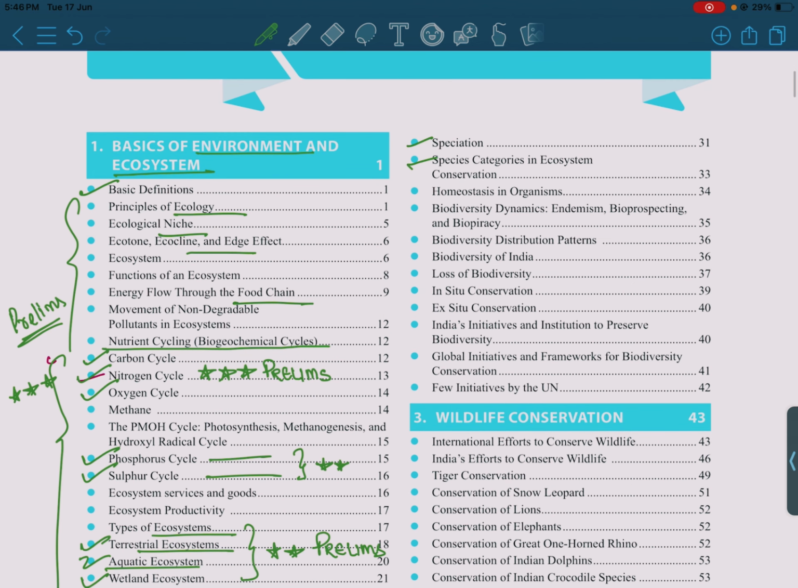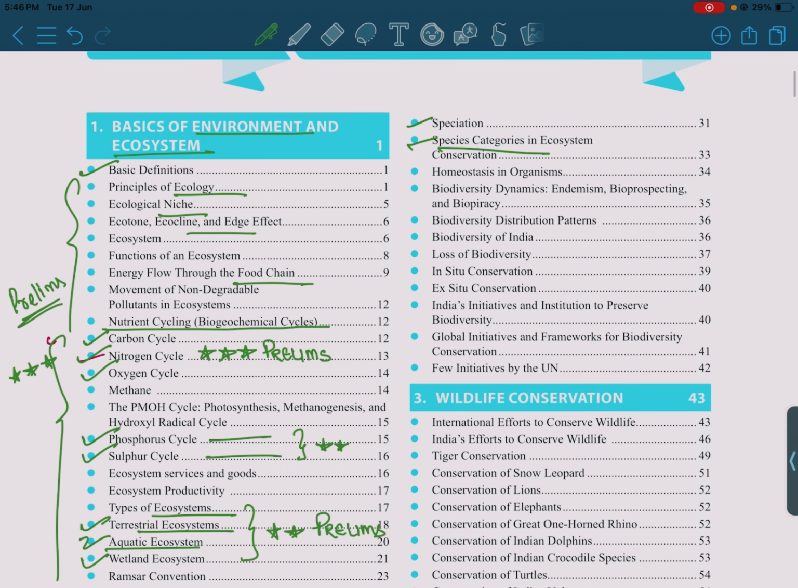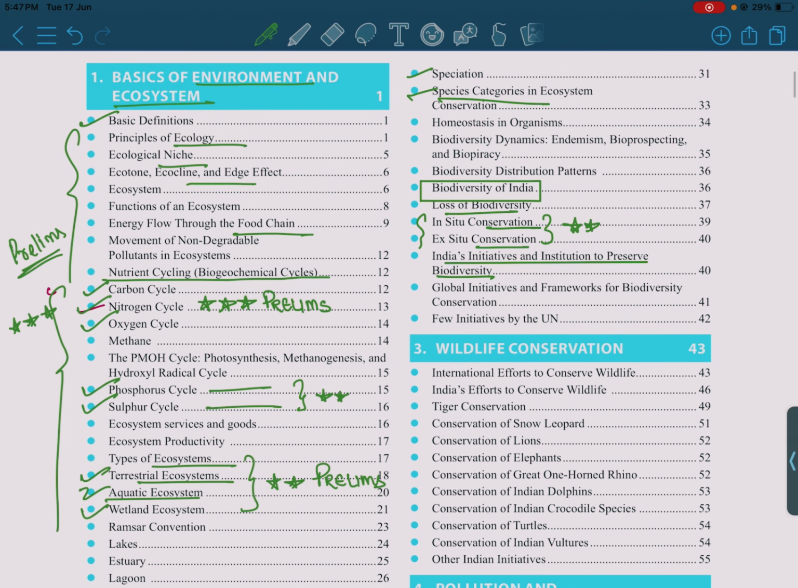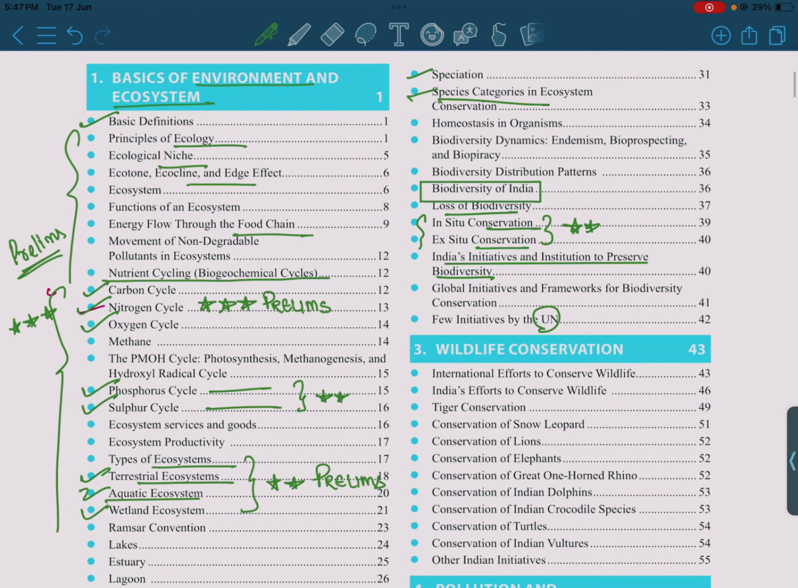Speciation, species, biodiversity dynamics, patterns, India. Then we will be discussing biodiversity of India. Then loss of biodiversity, conservation, in situ, ex situ, important. Then India's initiatives and institutions to preserve biodiversity. Then the UN as an international body, biodiversity conservation measures.